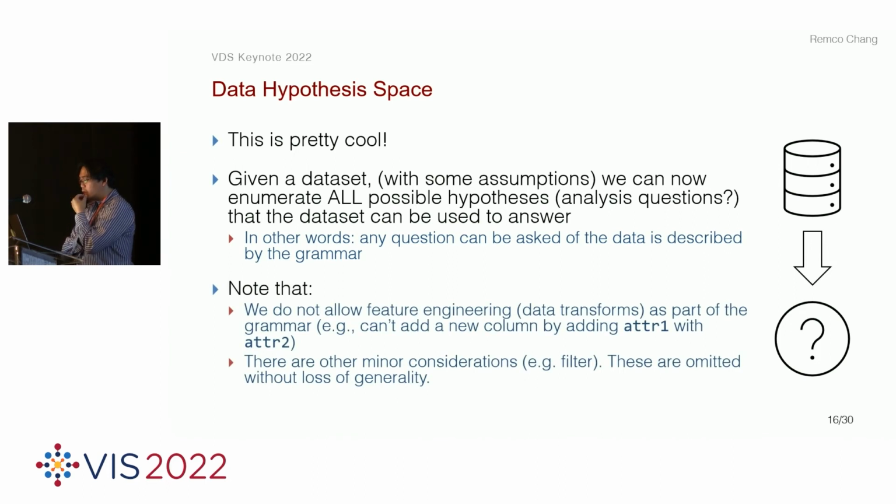So I need to note that with this grammar, we do have some limitations, right? The first thing is that we're not allowing any sort of feature engineering or data transforms as part of the grammar. For instance, the grammar doesn't allow you to add an infinite number of columns by, let's say, adding attribute 1 with attribute 2. There's some other minor considerations. For instance, I didn't talk about filter. I didn't talk about levels of nesting of functions. I'm omitting those minor details, and I think I can do so without loss of generality.